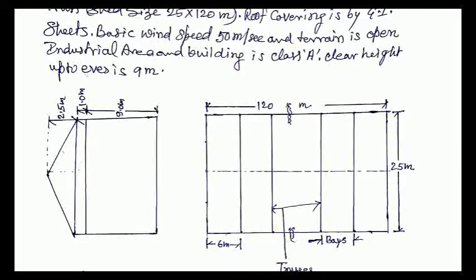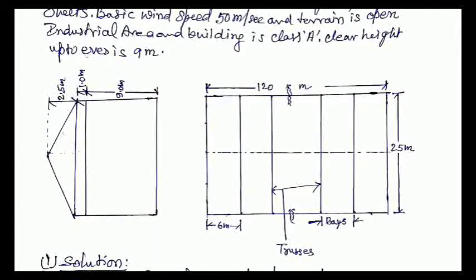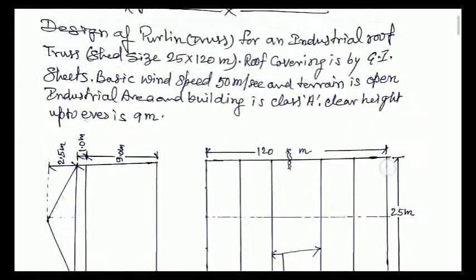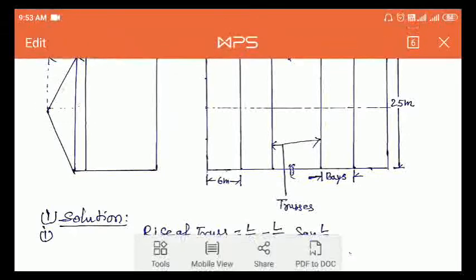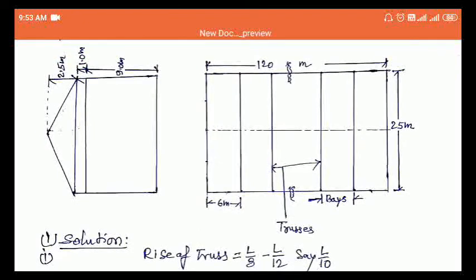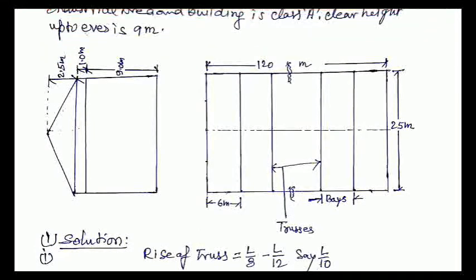So you can see in the drawings, this is a shed of 120 meter by 25 meter, and the height of the shed is given here 9 meter up to this eave height, and 1 meter is the height of truss at eaves, and this is 2.5 meter height of the slope of the truss.